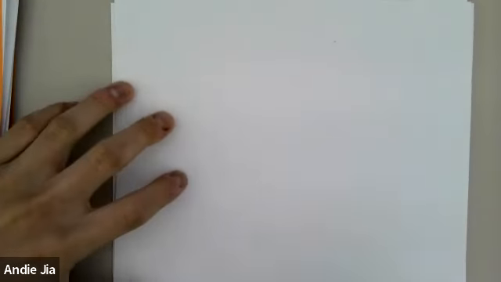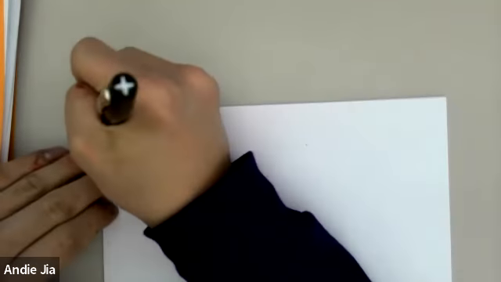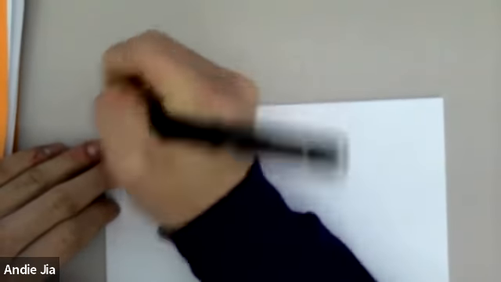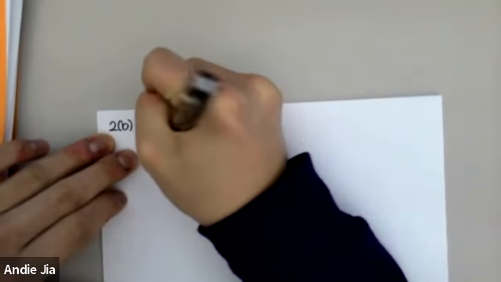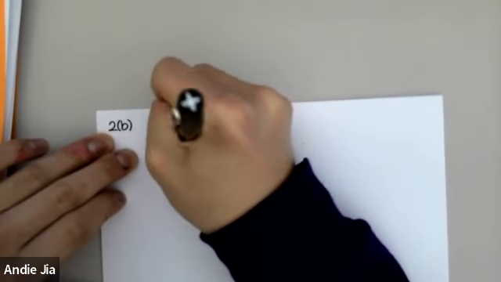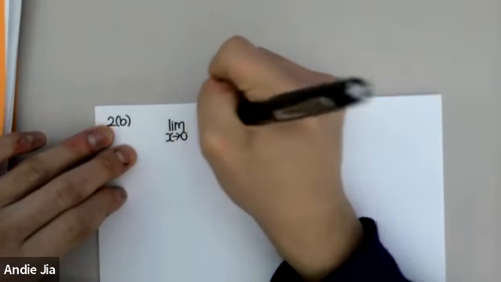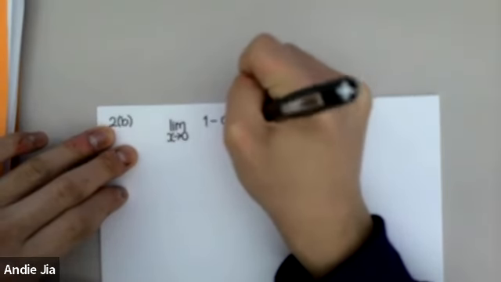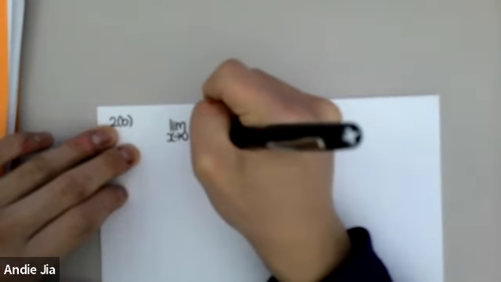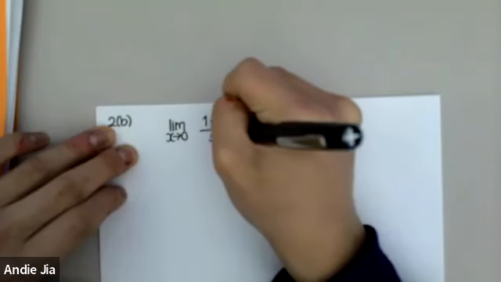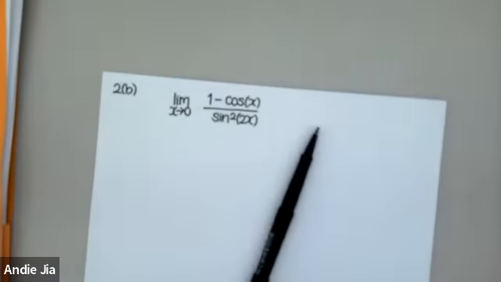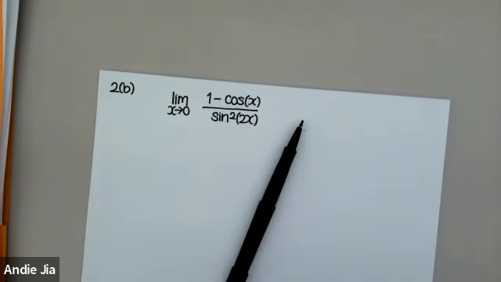Question 2B of my exam. So it's a limit as x approaches 0 of 1 minus cosine of x over sine squared of 2x. So I think we need to rewrite sine squared of 2x here.